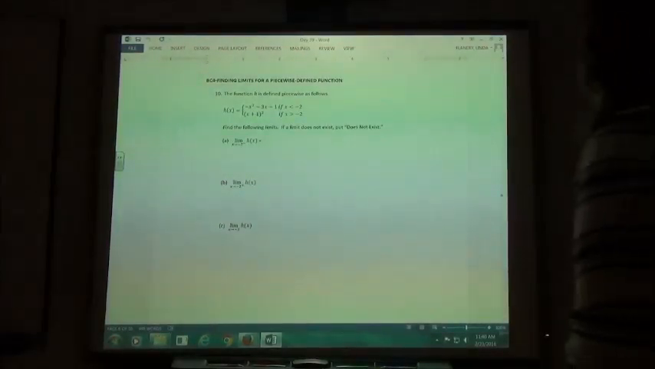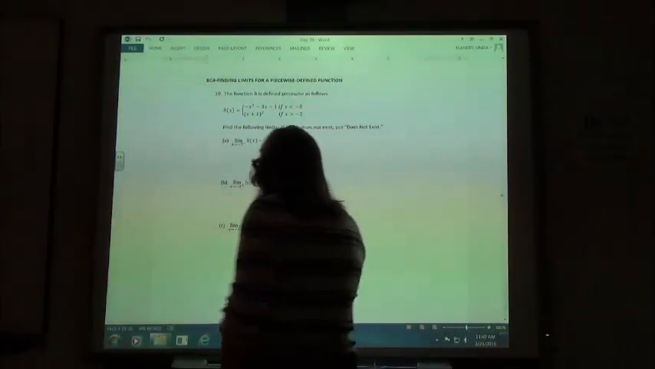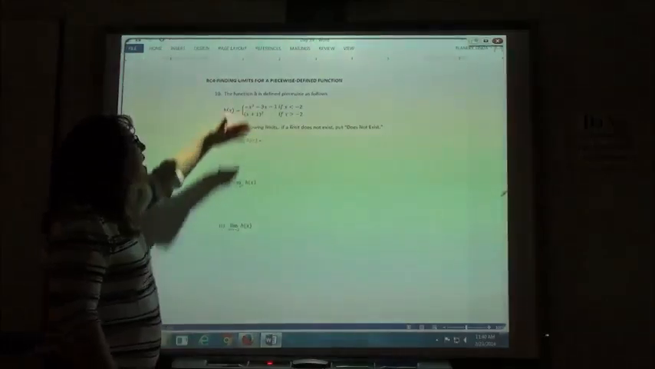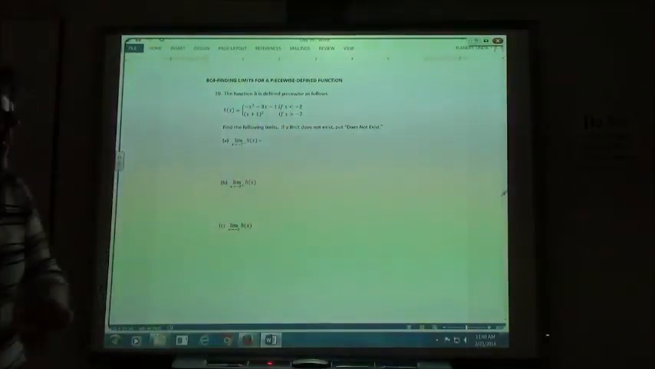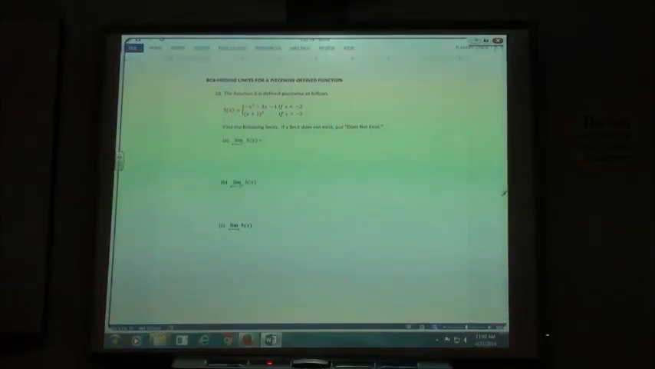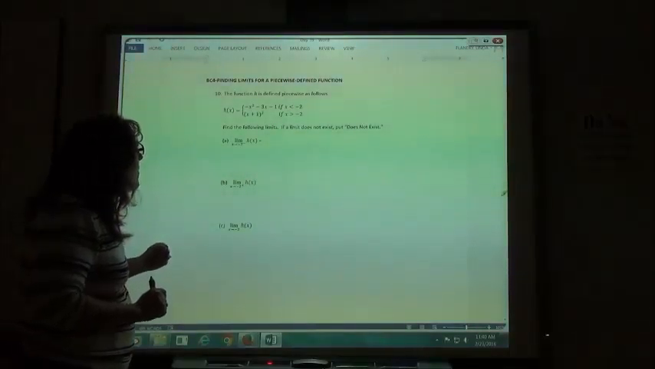Now sometimes we have what's called a piecewise defined function. A piecewise function just means I have different equations depending on what x is equal to. And so depending on which direction I'm coming from, I might use the top equation, I might use the bottom equation, and so I just look at my question here.